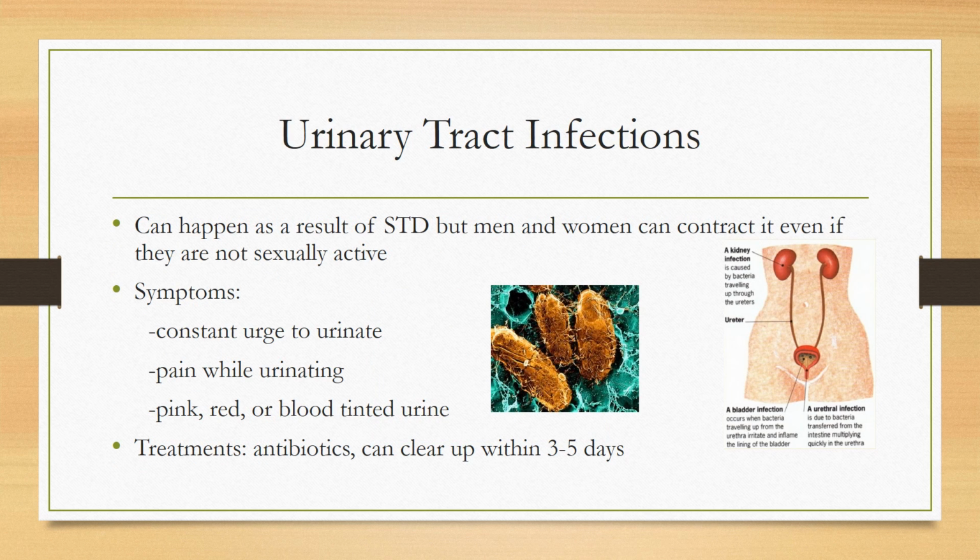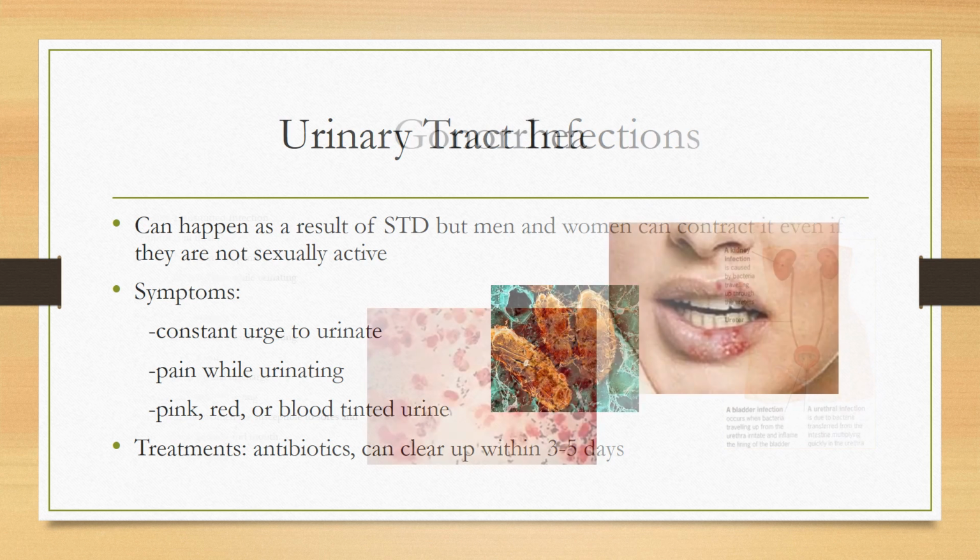Urinary tract infections or UTIs can happen as a result of a sexually transmitted disease, but men and women can contract it even if they're not sexually active. Symptoms do include constant urge to urinate, pain while urinating, pink, red, or blood-tinted urine. Treatments do include antibiotics and can clear up within 3 to 5 days.